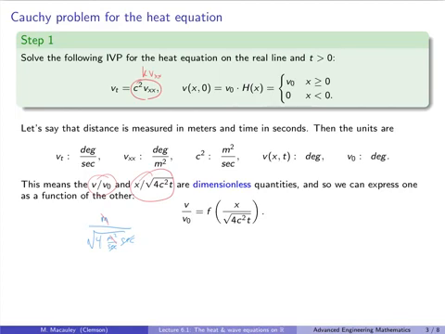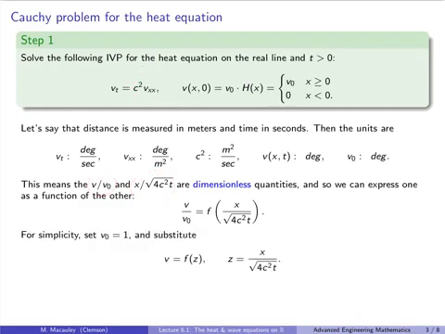And so that's what we have done here. So v over v naught is some unknown function f of x over root 4c squared t. For simplicity, I'm going to set v naught to be equal to 1. Again, I didn't really have to do this in the first place, but I wanted to simply because I felt more comfortable saying that v naught is in degrees than to say that 1 is in degrees. That would be kind of weird.